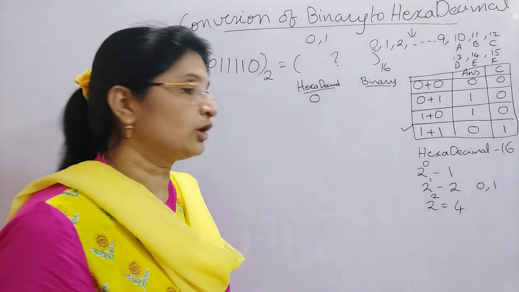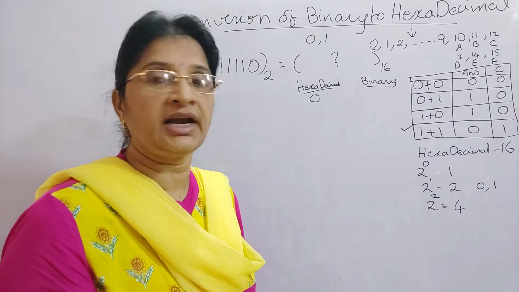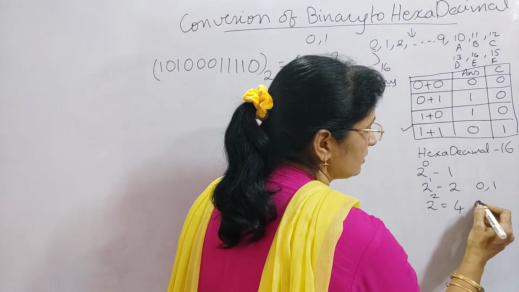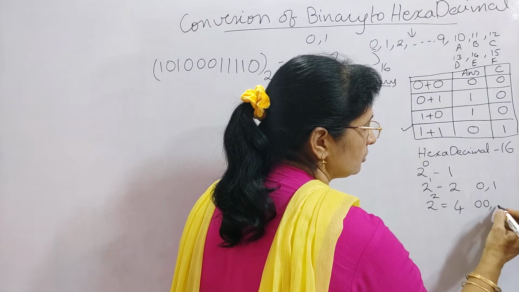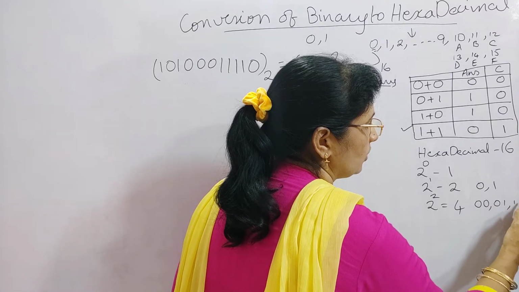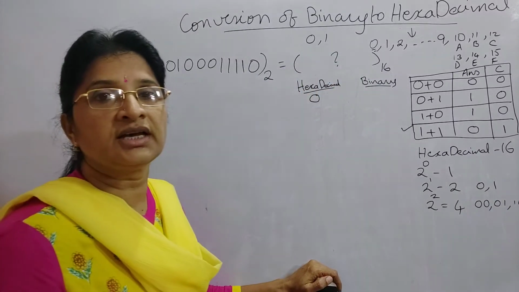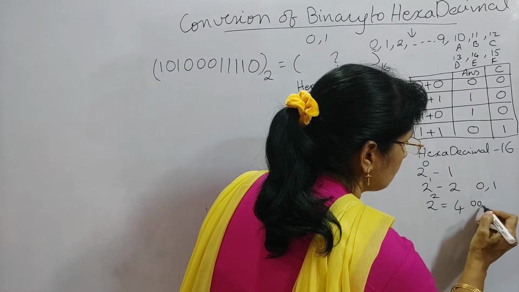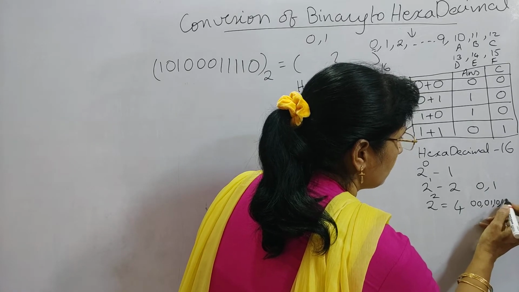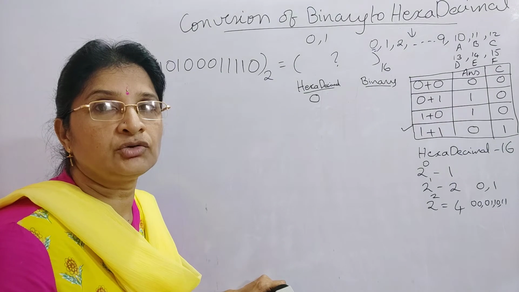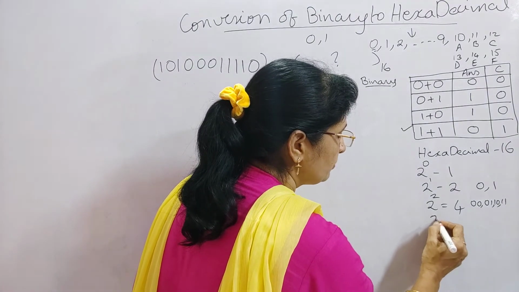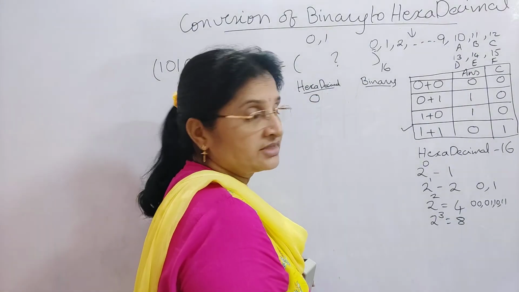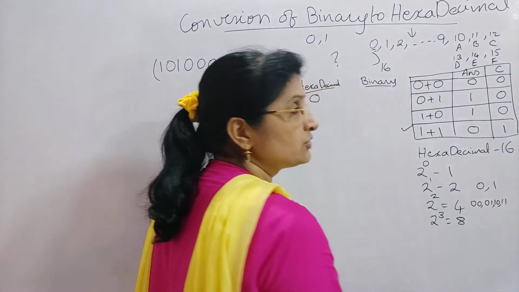With a combination of 0 and 1, how many words can you write? 4 words. What are those 4 words? Those are 0 0, 0 1, 1 0 and 1 1. So these are the different binary codes that you can write. And the next one is 2 power 3. 2 power 3 means you can write 8 individual codes.